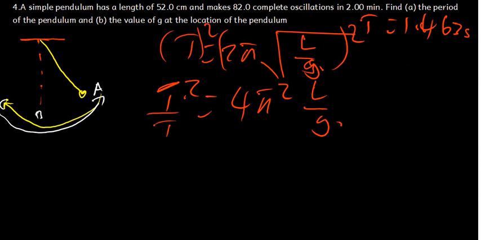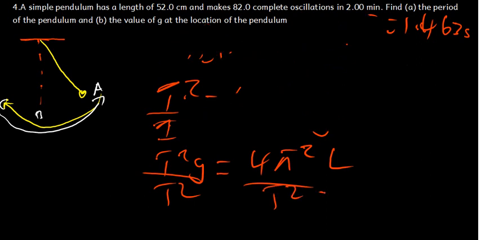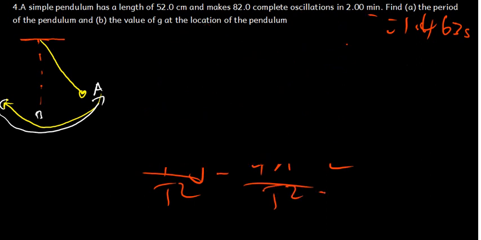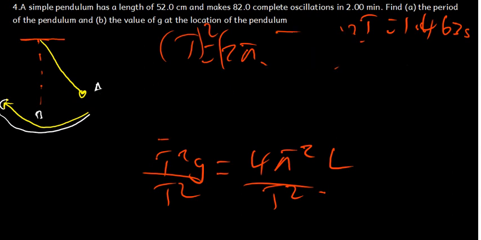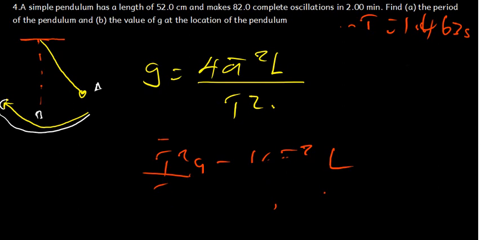Here there's 1, I'm putting 1 there. So we're going to have t squared times g equal to 4 pi squared l. Let's divide both sides by period squared. So we see that g is going to be equal to 4 pi squared l, everything divided by period squared. Now let's plug in the values.